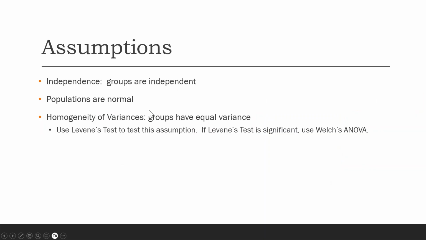We need normality, so our populations need to be normally distributed, and then we need homogeneity of variance. Remember, that is that your groups have equal variance. One way that we tested that assumption is by doing Levene's test. If that test ended up being significant, meaning the p-value from that test was less than 0.05, we will resort to using Welch's ANOVA test.